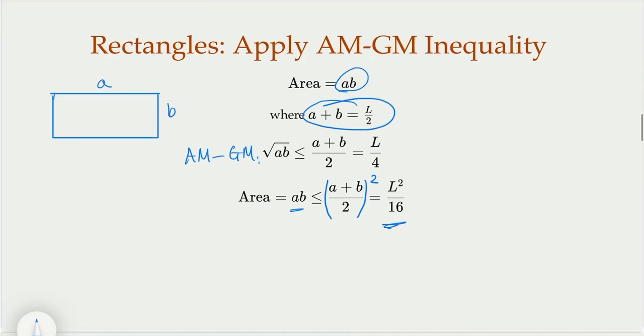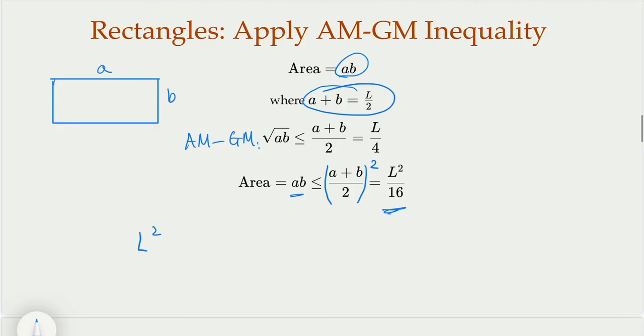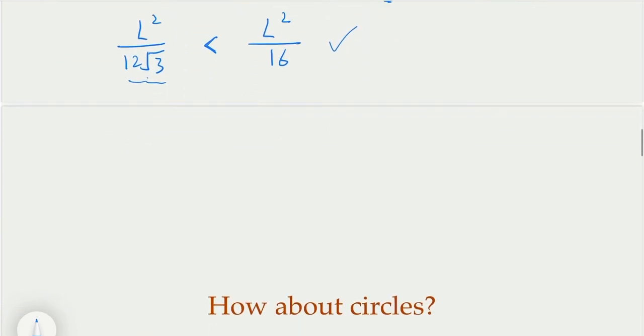So the previous result for the triangle is L squared over 12 square root of 3, and here it's L squared over 16. Of course, 12 square root of 3 is bigger than 16, so that is smaller. In other words, given the same perimeter, you want to choose the square rather than the triangle. Square is bigger.